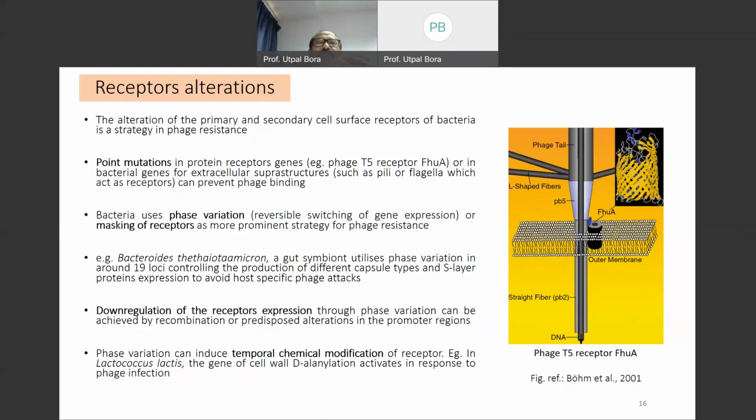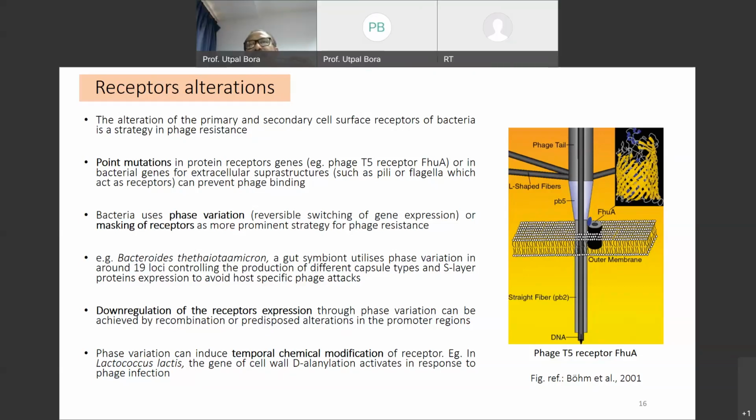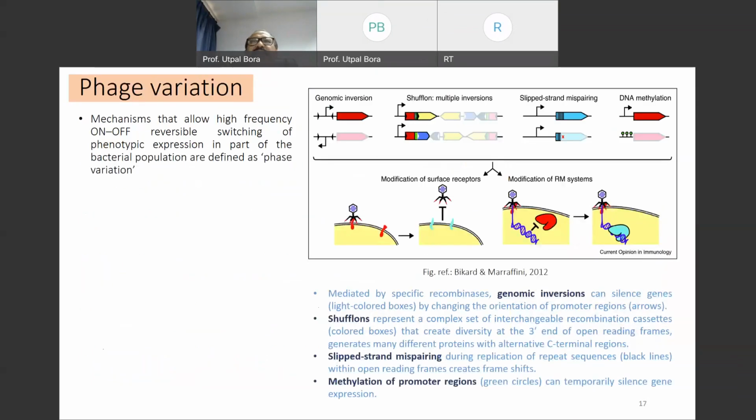Another method is downregulation of the receptors expression. Through phage variation, this can be achieved by recombination or predisposed alterations in the promoter regions. Phage variations can induce temporal chemical modifications of receptors, as in the case of Lactococcus lactis. The gene of the cell wall dealination activates its response to phage infection.